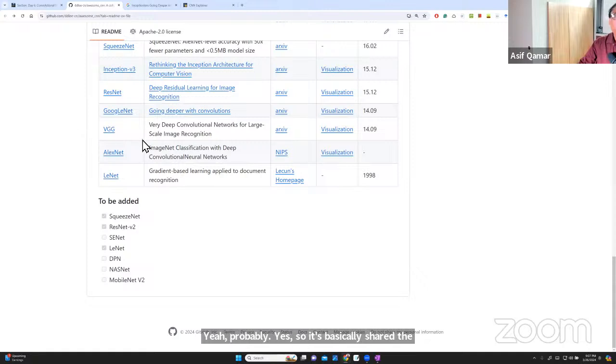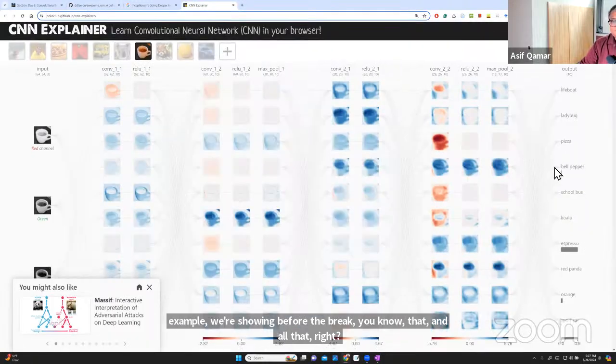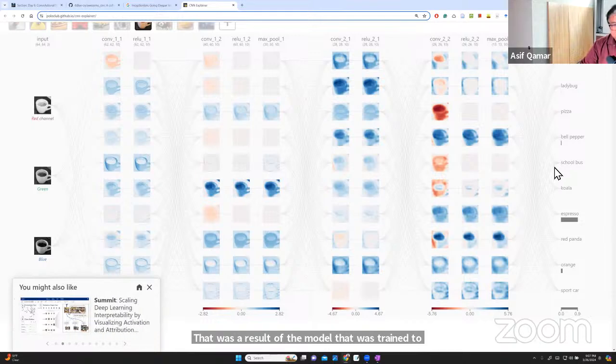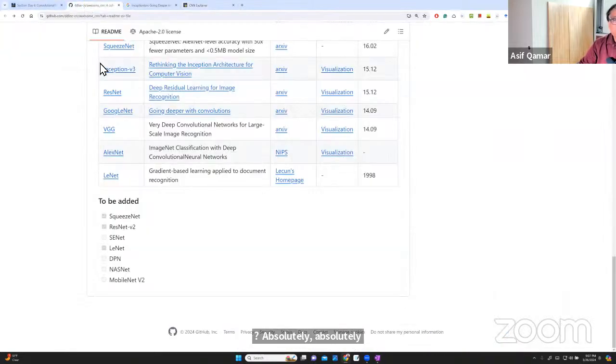Just going back to that example we were showing before the break, of that playground with the cups and all that, right? That was a result of the model that was trained to recognize a cup based on that image. Somebody could have labeled it as coffee and it could have predicted coffee, but in this case it was trained for cup. Absolutely. You have to give it labeled data.